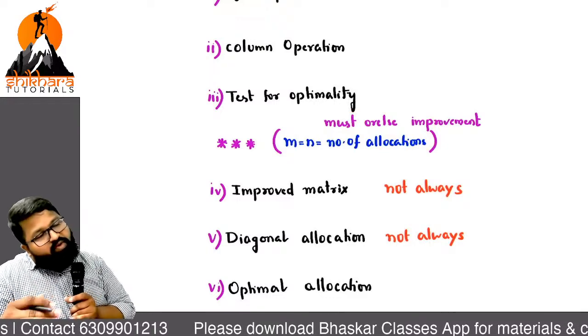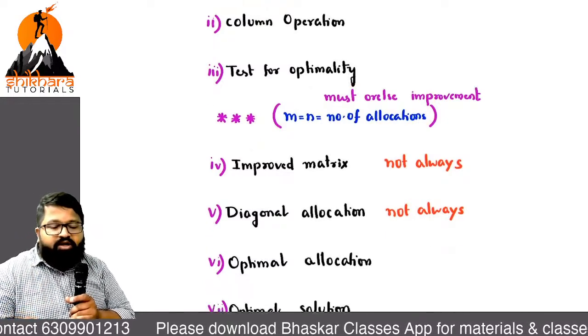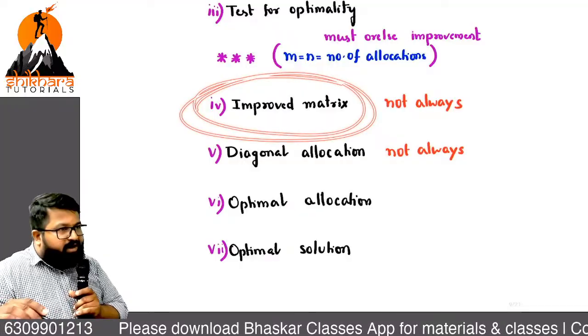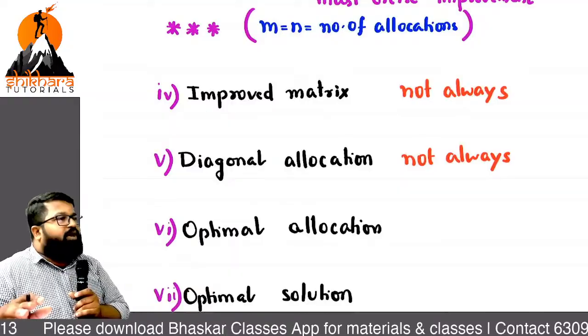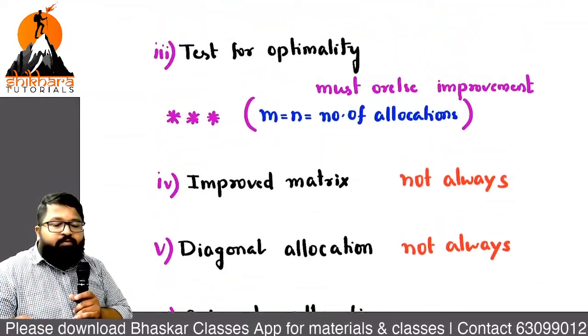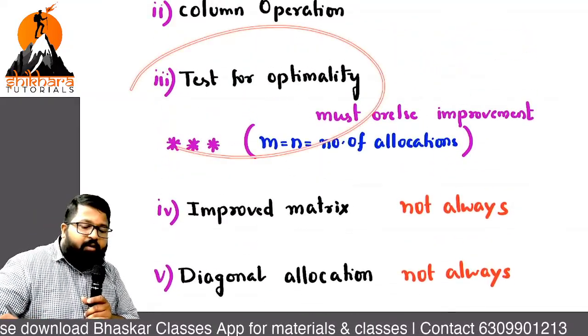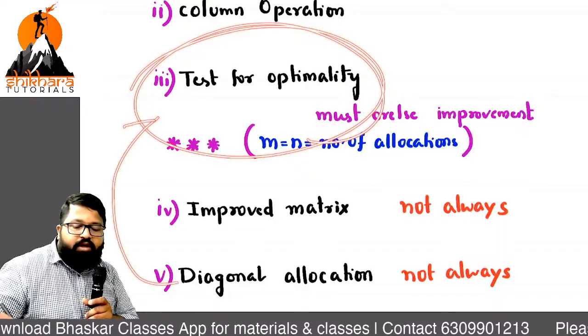If it is done, we have reached the point. But if it is not done, we go with which step? Improved matrix. While you are going with the improved matrix, the categories and all are known to you. And one more thing, at test for optimality, we use what?